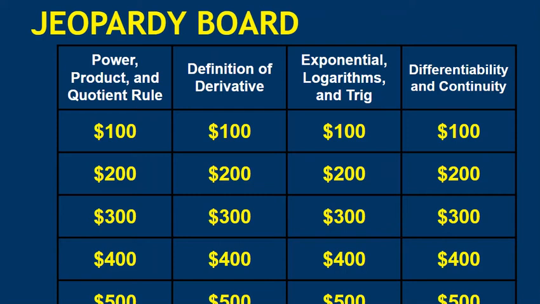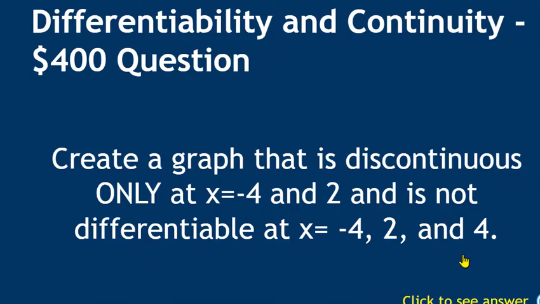Could we do 400 for the same time? Create a graph that is discontinuous only at x is equal to -4, and is not differentiable at x is equal to -4, 2, and 4. You can draw on a piece of paper. Got it? Draw it on the board. Go get a marker, draw it on the board.